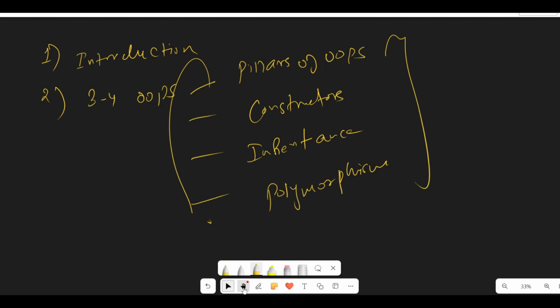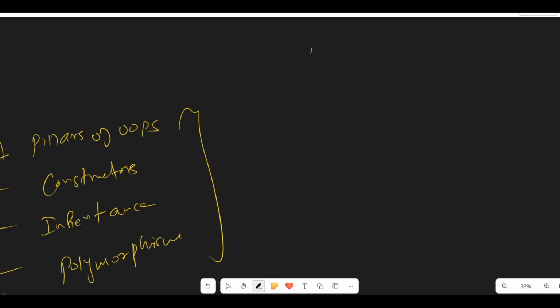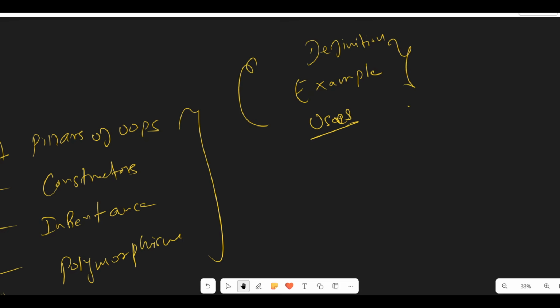So, suppose someone is asking you an OOPS question, what you need to answer is give the definition. If you know the example, you can give the example, and you can talk about the uses. These 2 to 3 things you can do, and then if they ask to implement it, you can give the pseudocode of it.